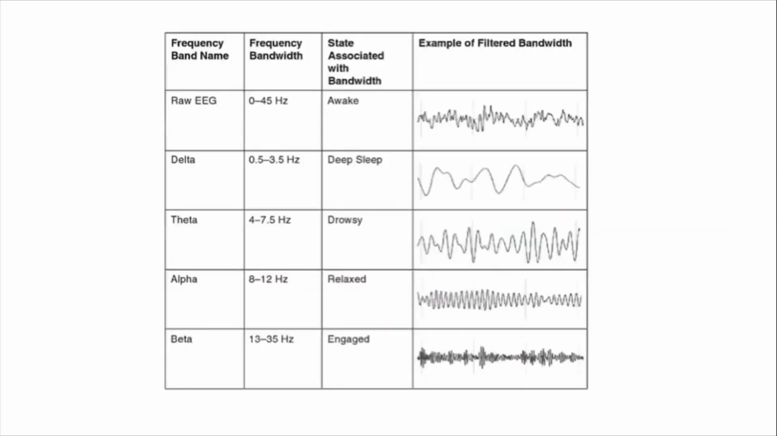Different EEG waves are associated with different levels of brain activity. Delta waves, which are the slowest EEG waves, are associated with deep sleep. On the other end of the spectrum, beta waves, which are the much faster EEG waves, are associated with high-level engagement of the brain.